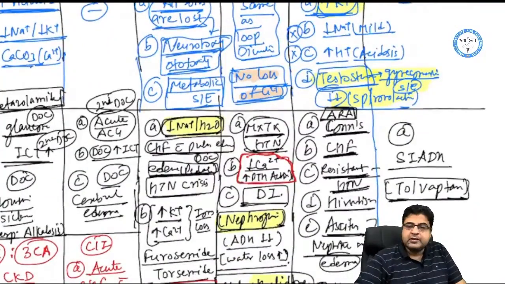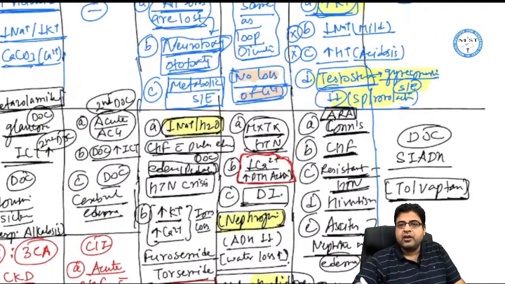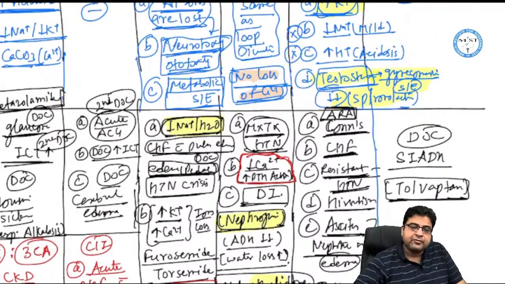So tolvaptan is a vasopressin 2 receptor inhibitor, and this medicine is considered the drug of choice for ADH overactivity. It's the drug of choice for SIADH.